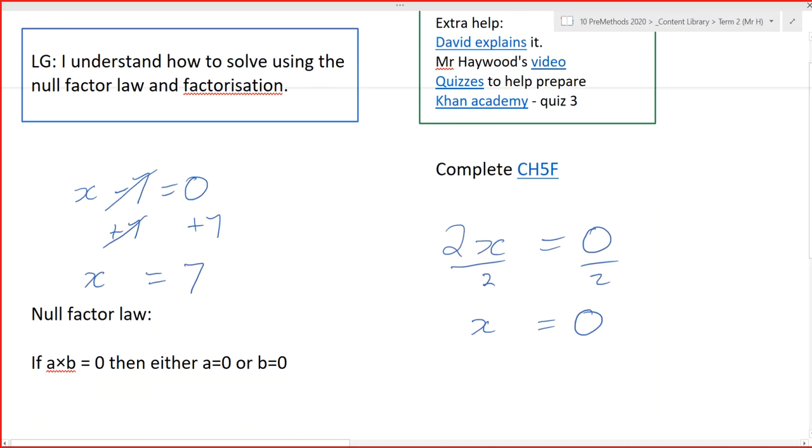Any questions? No? There's a special law. It's called the null factor law. So you can see it says A times B equals 0. If we're solving for A and B, for example, and they're multiplying by themselves and they're equal to 0, one of them has to be 0. Does this make sense? Because if we're multiplying two numbers, one of them has to be 0.